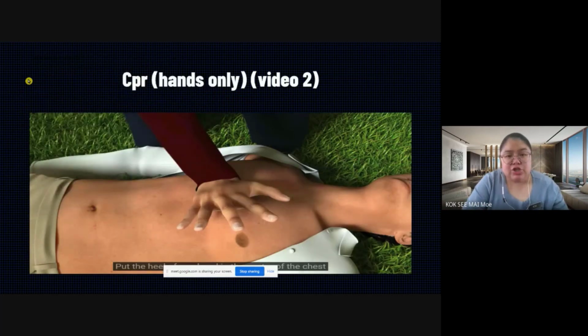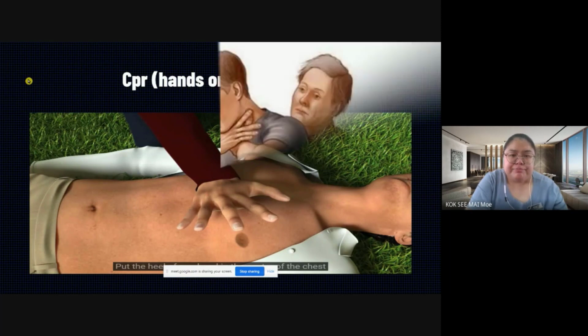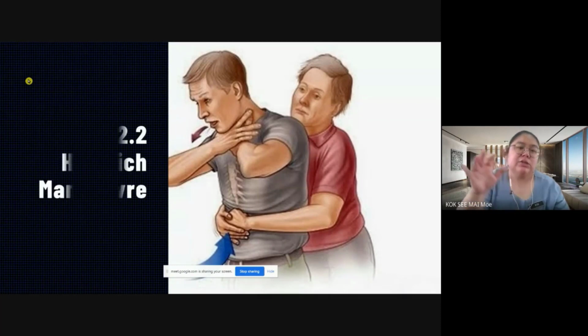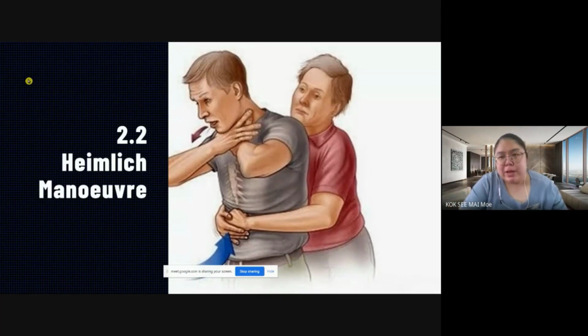Okay, so this one we saw just now. You use hands only for the CPR. Okay, what we saw just now is one of the methods of CPR. Okay, now we do the second method. For the second method, we also can help without any equipment. So this one we call the Heimlich maneuver.